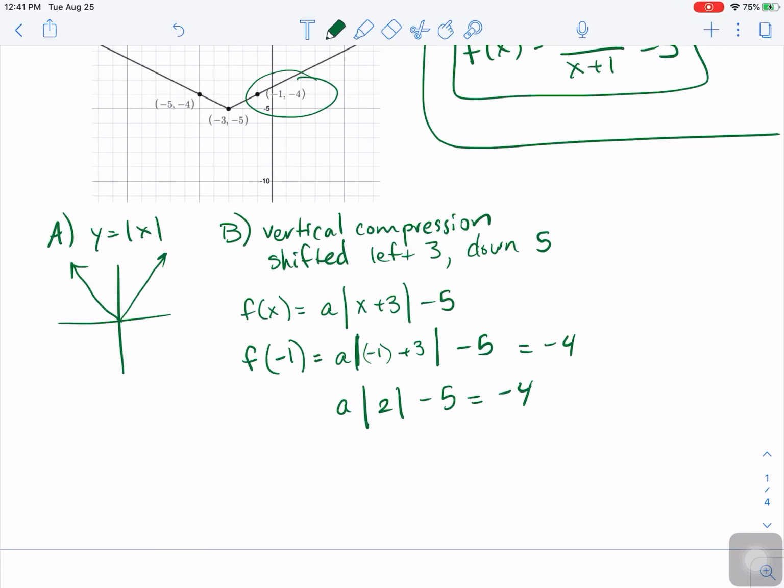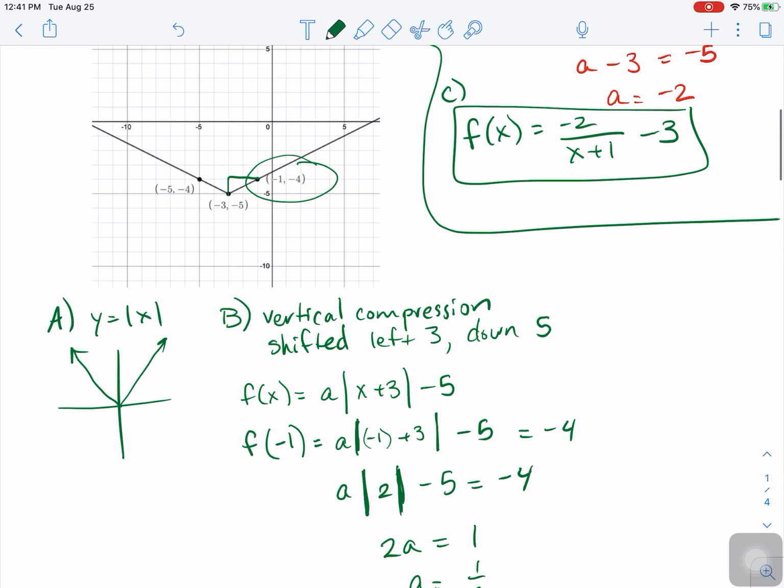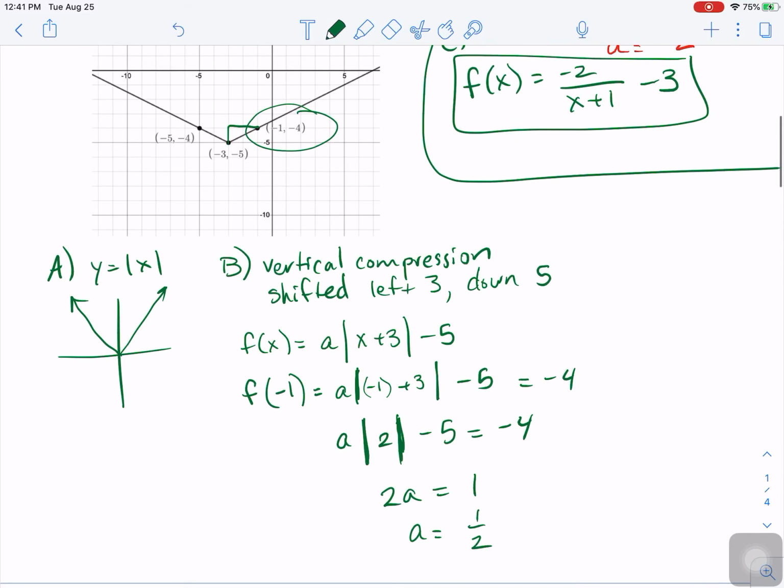Add 5, and that puts me at 1. And the absolute value of a positive 2 is still a positive 2. So it's 2a is equal to 1. So a is equal to 1/2. And notice my slope, I went up 1 and over 2. I do have a slope of 1/2. My rise was 1, my run was 2. Which maybe you figured out from the graph, but if you didn't, this a value will always help you.